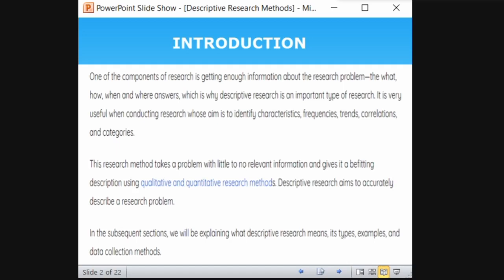So as we discussed before in the types of research, it gives little to no irrelevant information and gives a befitting description. It just describes the phenomena or portrays the characteristics of an individual or an organization under study. Okay, so it involves both quantitative as well as qualitative research methods. So in the forthcoming sections, we will be explaining what descriptive research means and what its types, examples, and the data collection process are. Okay.